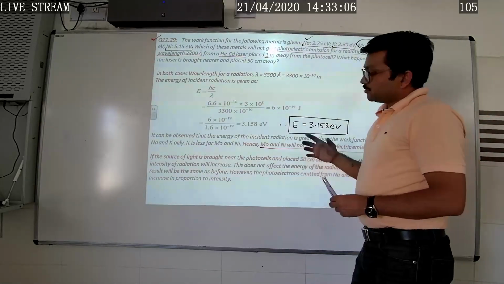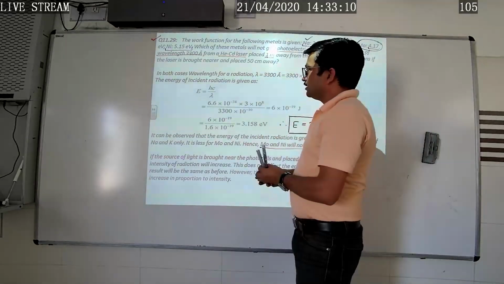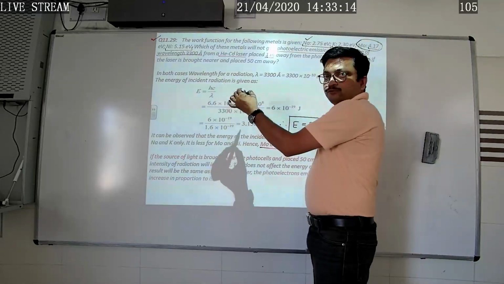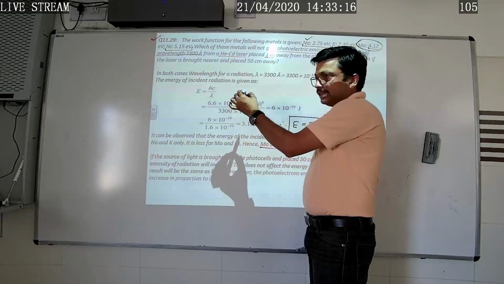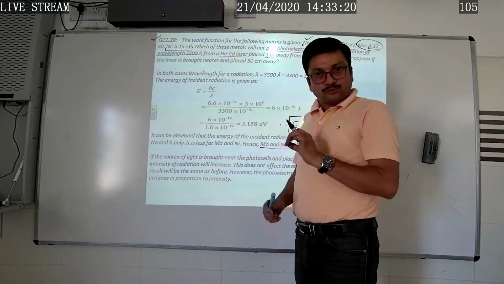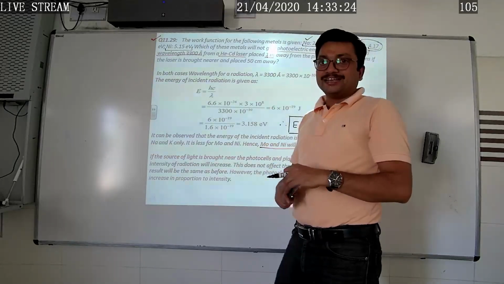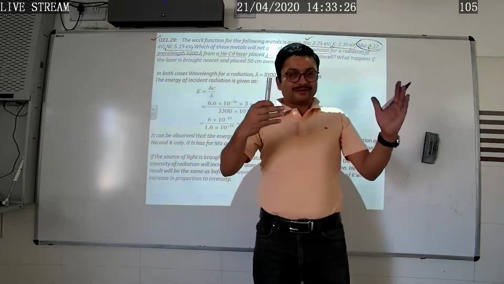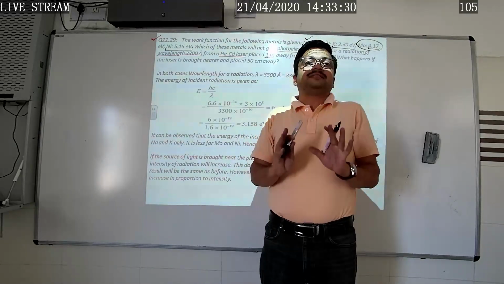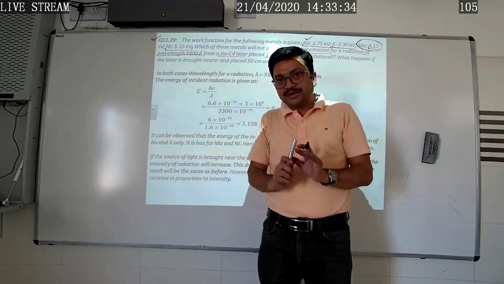So what would happen as the laser is brought nearer? For example, suppose this is the laser; if we bring it nearer to the photosensitive material, simply the intensity is going to increase. As the laser is brought nearer, the intensity of light is going to increase. Energy will remain the same.